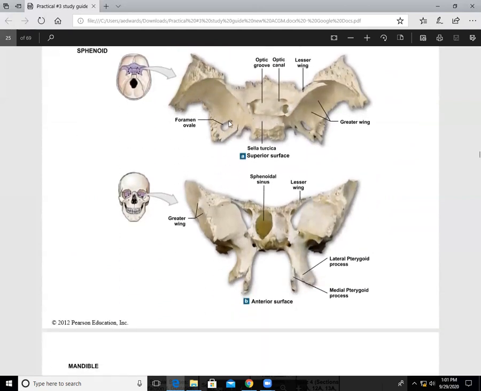Okay, sphenoid. You have greater wing here. Kind of big wing, if you think about it. Looks kind of like a bat. And up here, you've got a lesser wing, smaller wing. Okay. These small holes here, they're like oval-shaped holes. They're foramen ovale. And there's a sphenoidal sinus as well, big cavity. All right, so yeah, these two processes on either side. This is medial, this is lateral. So it's the lateral pterygoid process and the medial pterygoid process.